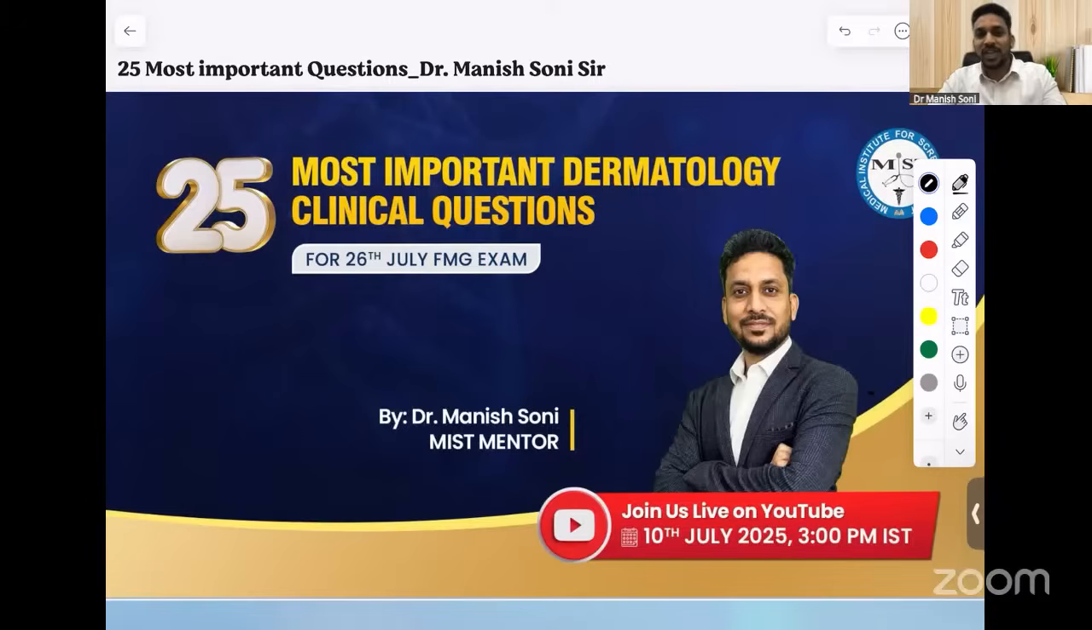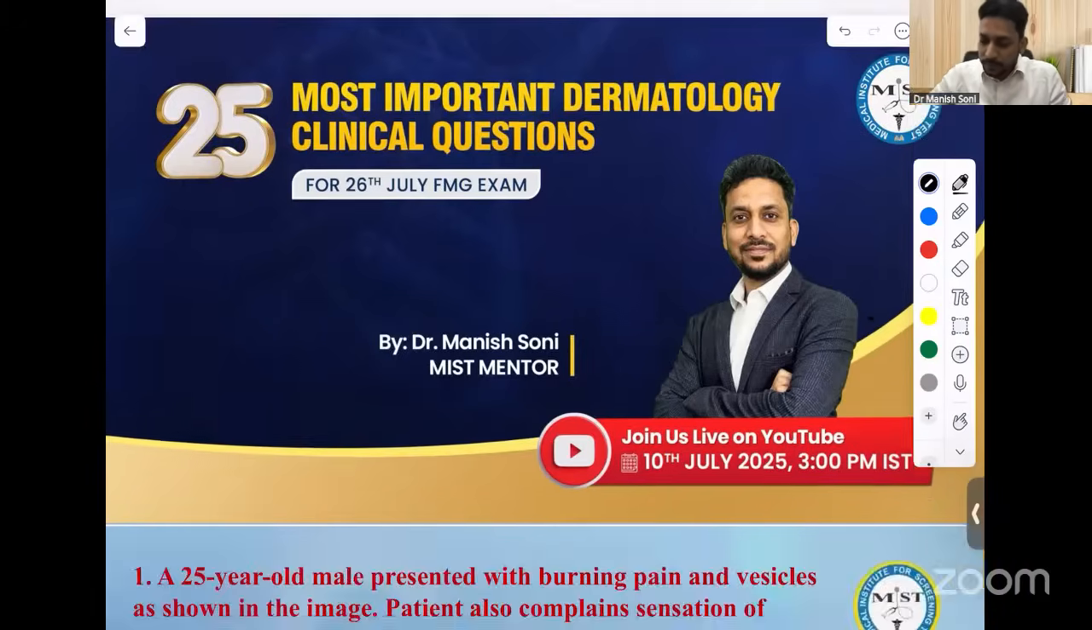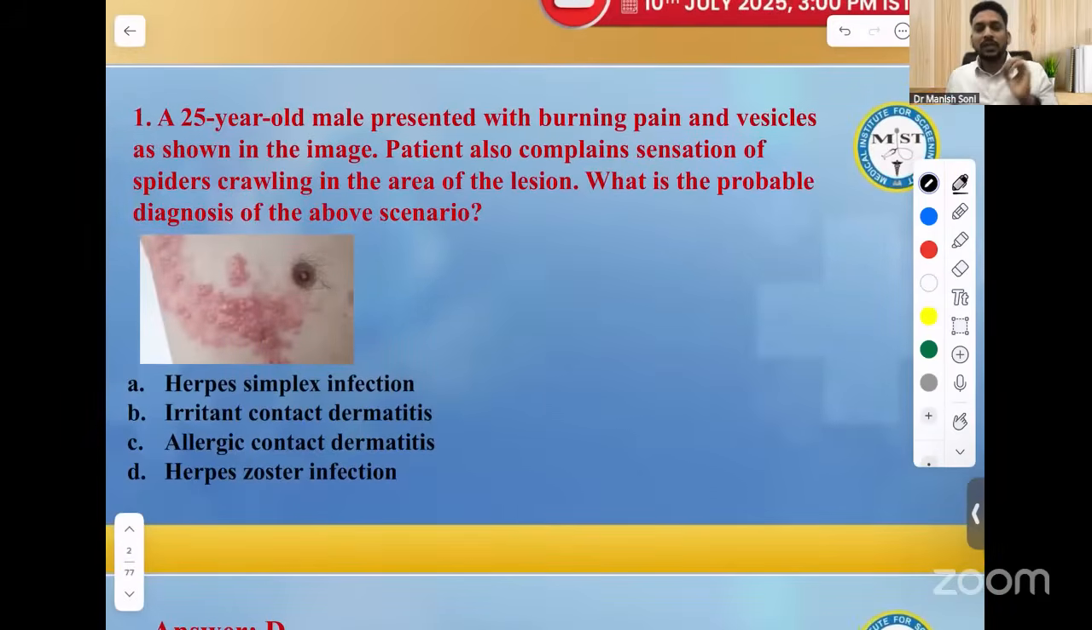So, without wasting much time, let us begin with the most important clinical questions of dermatology. I'm beginning with one simple question which was recently asked in your FMG exam. A 25-year-old male presented with burning pain and vesicles. Vesicles are small fluid-filled lesions as shown in the image. The patient also complains of a sensation of a spider crawling in the area of the lesion. This spider crawling sensation is known as paresthesia. Now, what is the probable diagnosis of the above scenario?